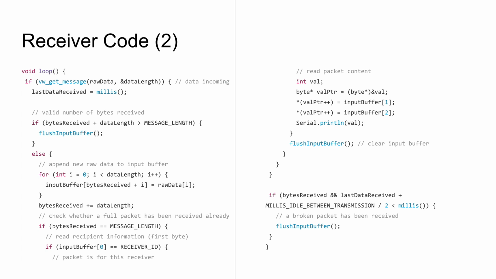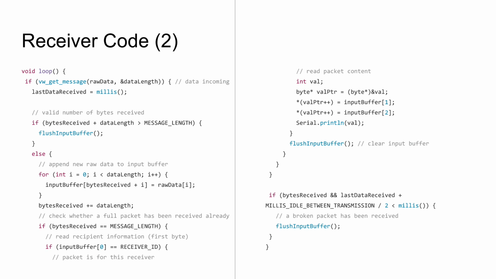Inside the loop function, the first if checks whether there is new data incoming, and the second if checks if there were too many bytes received, in which case the input buffer is being flushed. If the correct size of bytes was received, the new bytes are written into the input buffer, and if the input buffer length matches the packet length, then there is a whole packet received. So the receiver checks whether the receiver ID, the first byte of the packet, equals its own ID. That means that the packet is determined to be read by this receiver.